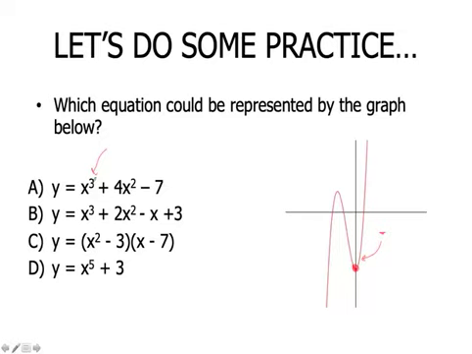Plug in 0 for x right there, goes away. 0 cubed is 0. Plug in 0 for x right there, that whole expression goes away. And what am I left with? Well, negative 7. So that could work. That could be the y-intercept.